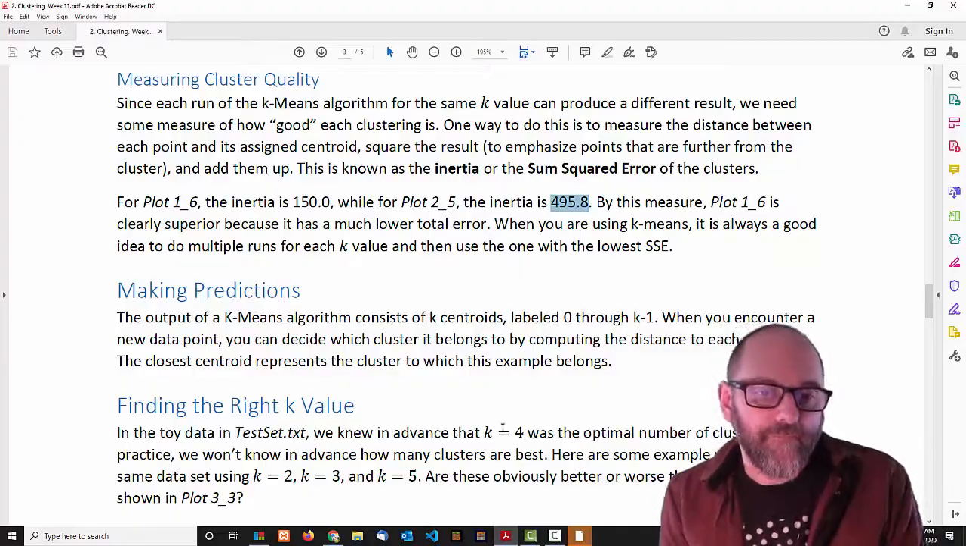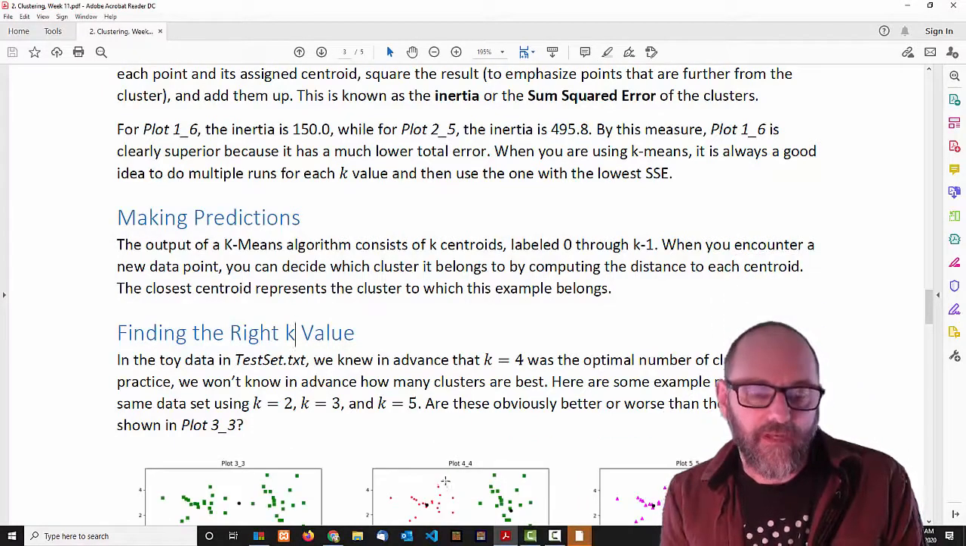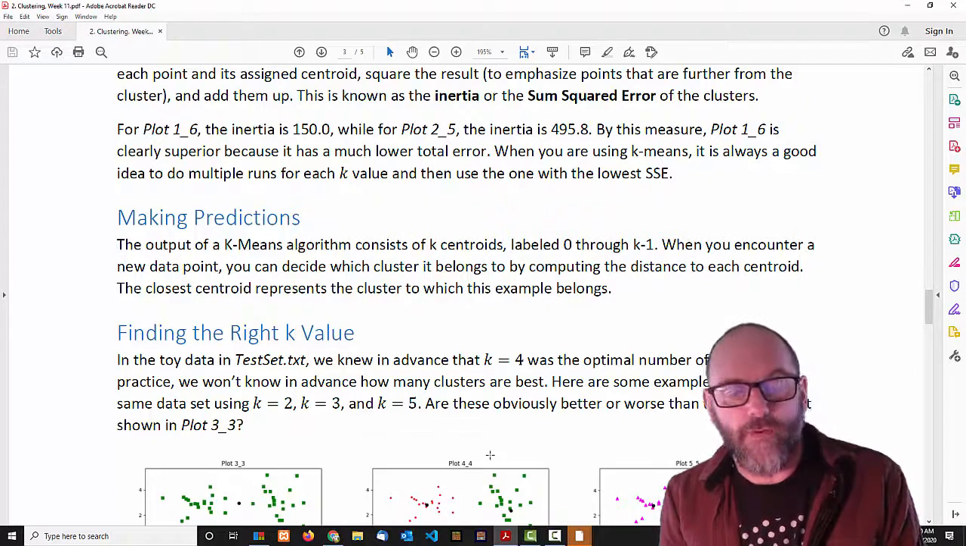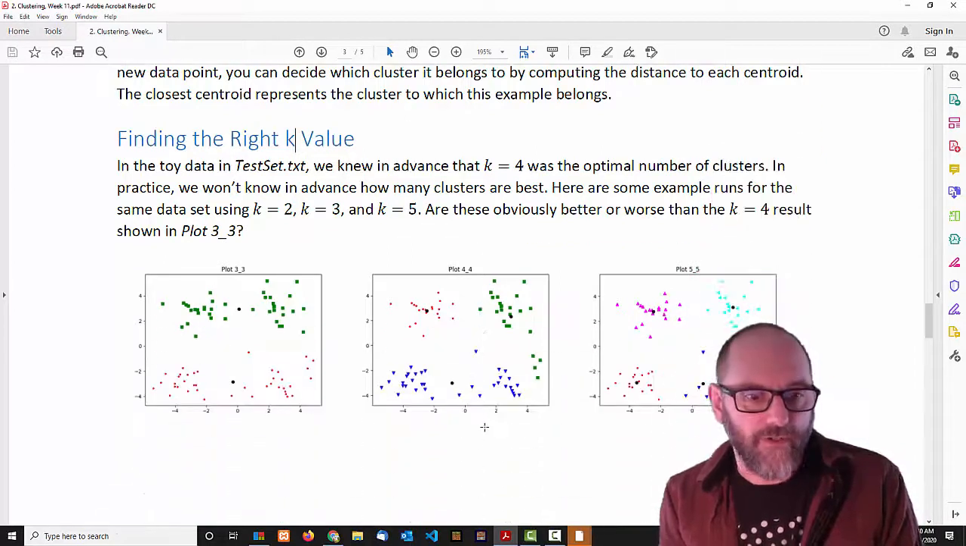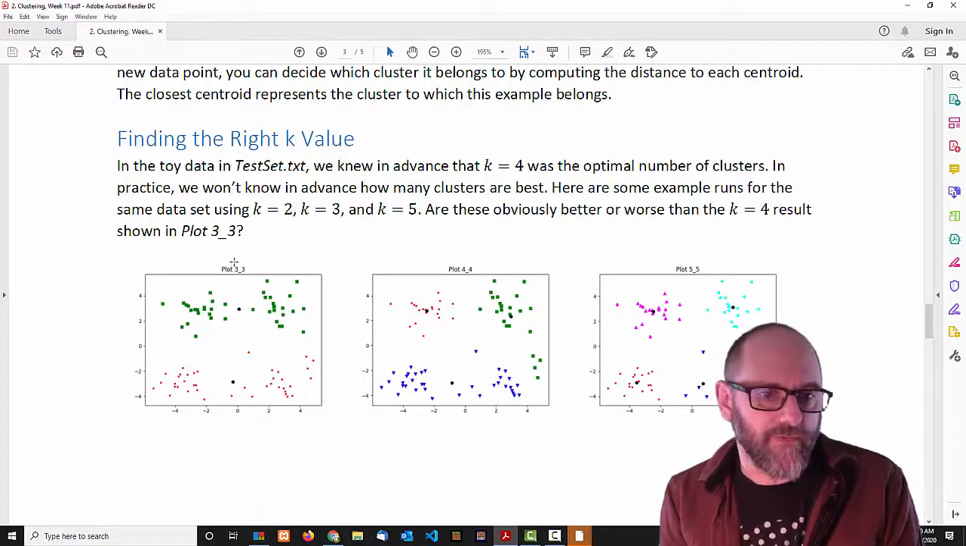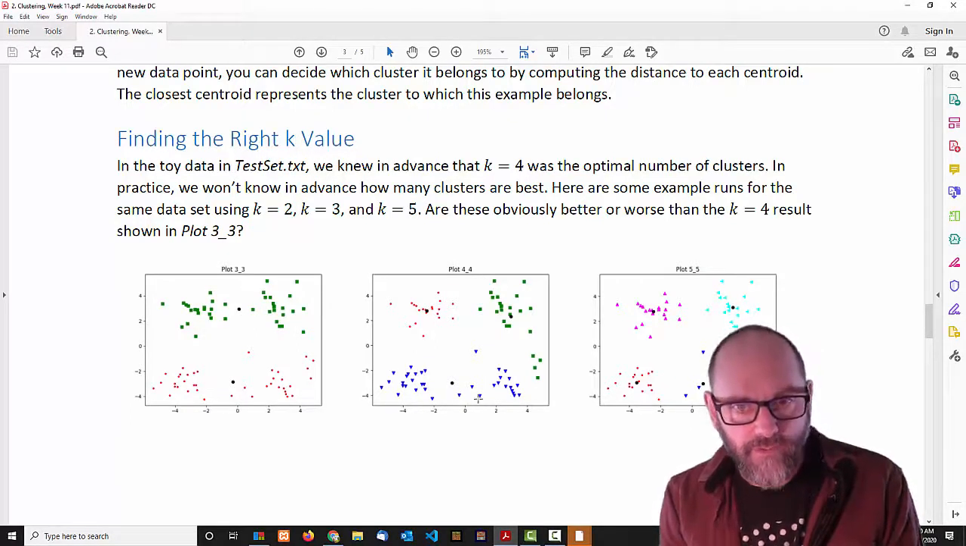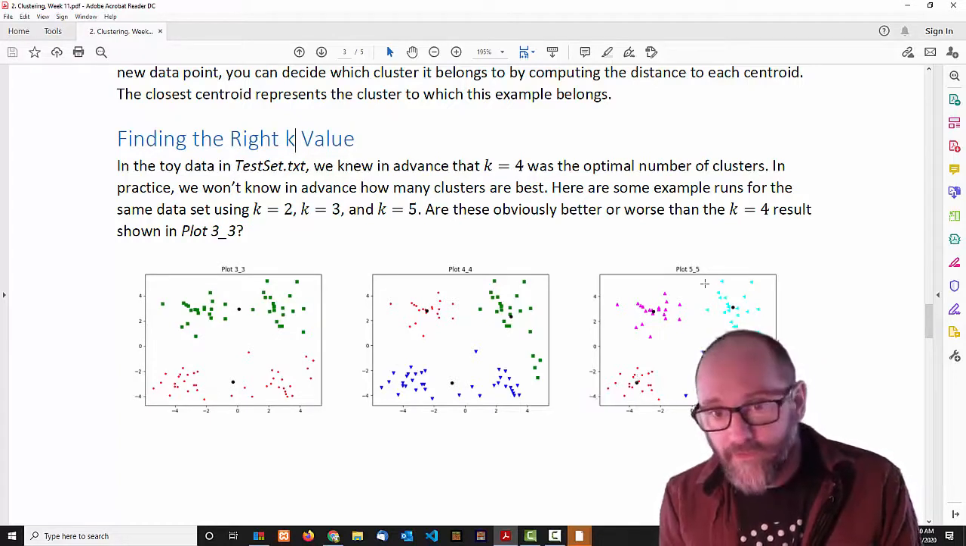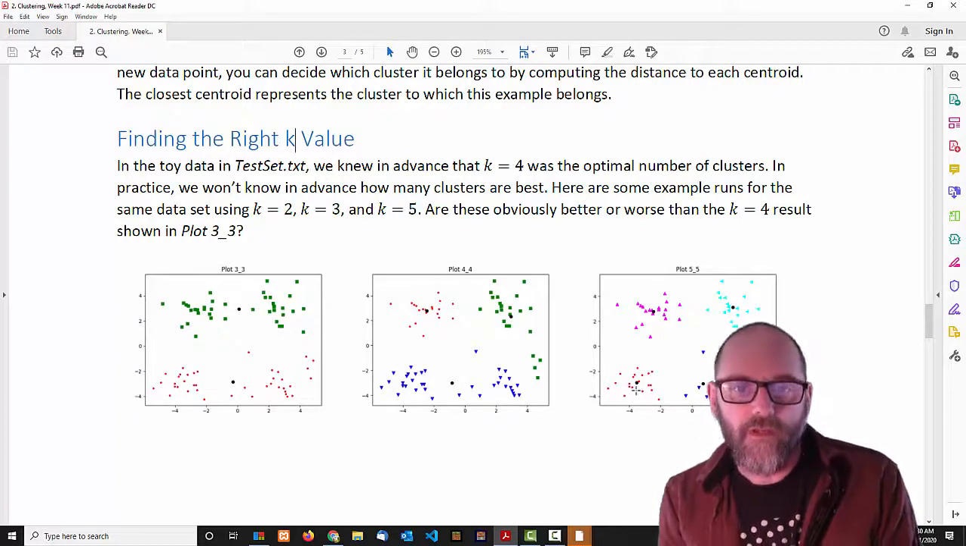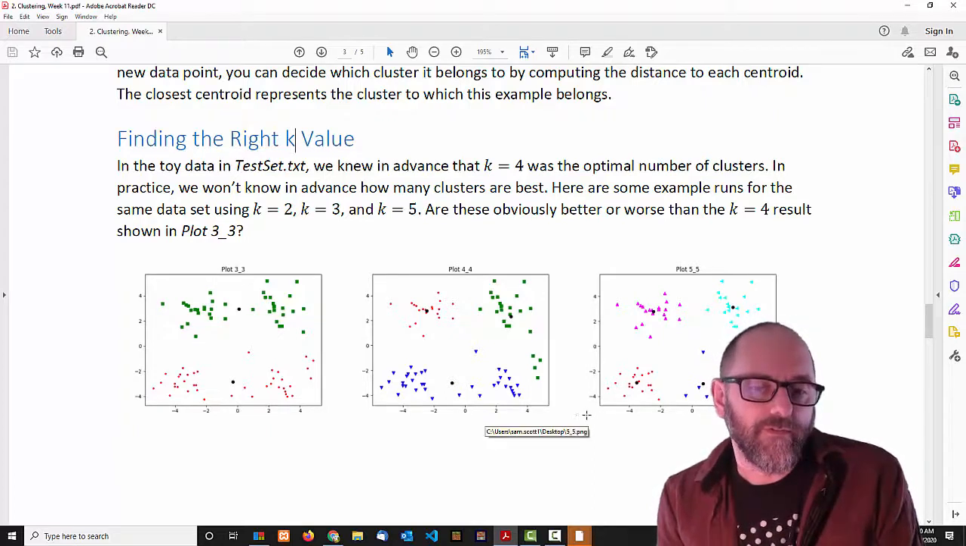How do you know what the right k-value is? You don't know your data ahead of time. You're clustering in order to explore it. That's the whole point of unsupervised learning, is you don't know how good it is. So here's some examples. We might start with k equals 2 and get a clustering like this, then k equals 3, and then k equals... This one's k equals 5, I think. We've seen some with k equals 4. How do we know which ones are better?